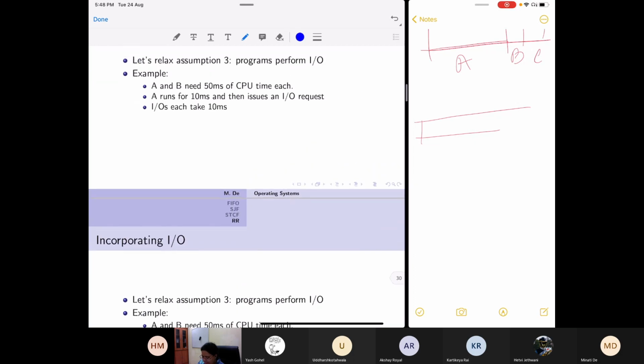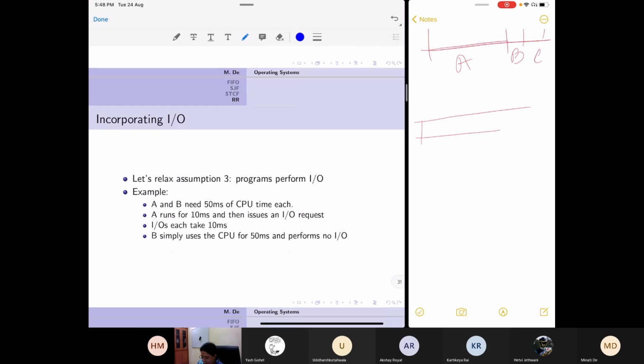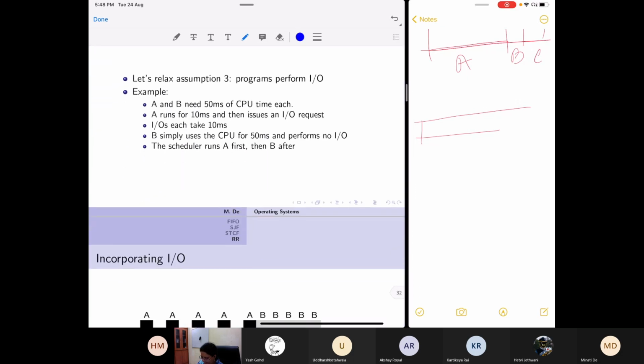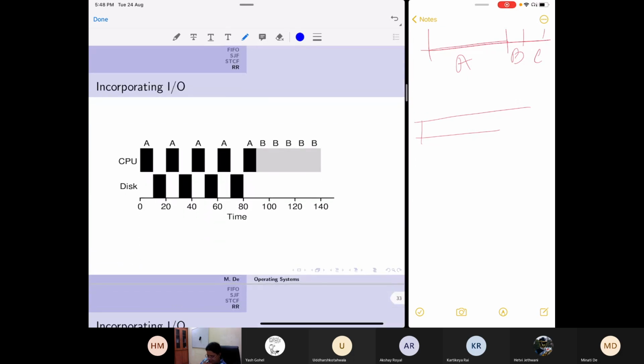Okay, and each IO will also take 10 milliseconds. So if you are going to schedule job A first, the picture looks like this. If it is non-preemptive scheduling and FIFO, the picture would look like this.